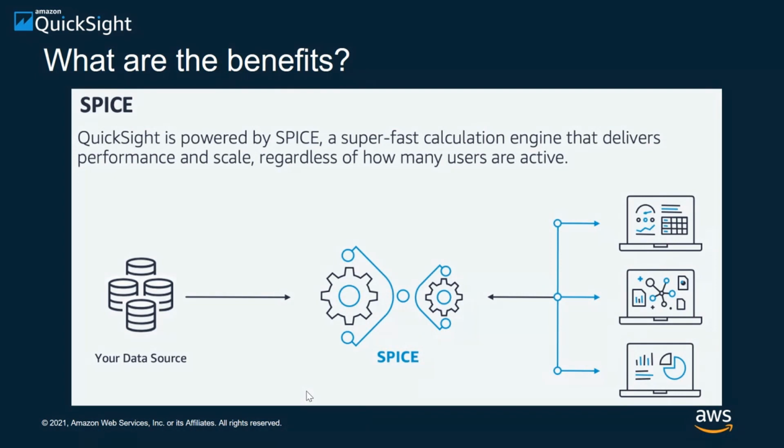SPICE is a cache where your data is actually stored. Let's say that you have Athena or RDS as your data store. You can move your data into SPICE so that it is in the cache, and hence your processing is really fast without any delays. And you can do all your calculations within SPICE without directly going to Athena or RDS in this case. This is one of the benefits that you get with QuickSight.